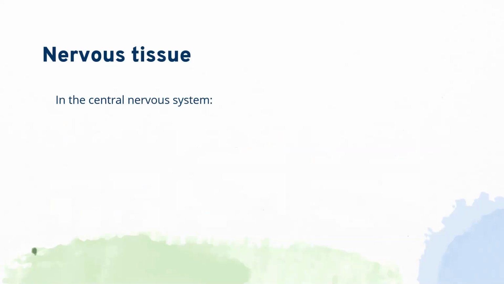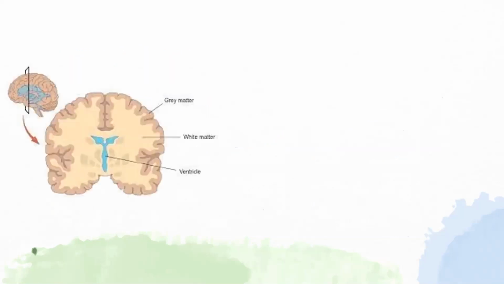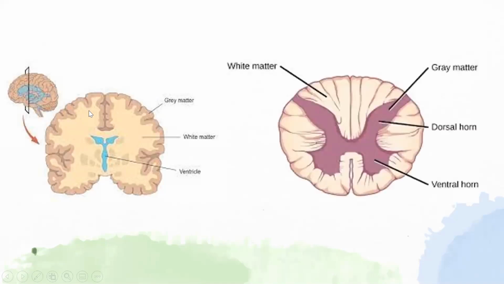The nervous tissue in the central nervous system can be gray matter or white matter. The gray matter is composed of cell bodies, unmyelinated axons, and neuroglial cells. And white matter is composed of myelinated axons. So when you see a coronal plane of the brain, the cerebral cortex is gray matter, the medulla is white matter, and the basal nuclei are gray matter. So the white matter is surrounded by the gray matter. But in a cross section of the spinal cord, you'll find the gray matter is surrounded by white matter.